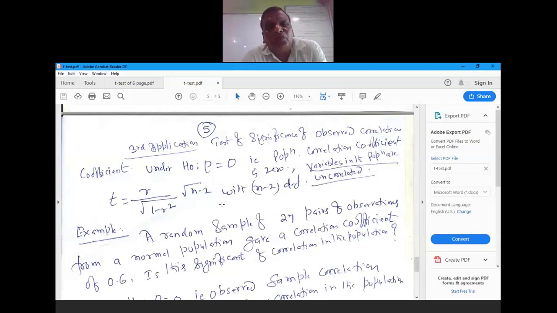So the meaning of rho is equal to 0 means the samples in the populations are uncorrelated. Remember it, the value of rho is equal to 0 indicates that the samples in the population are uncorrelated. Means variables are uncorrelated in the population.